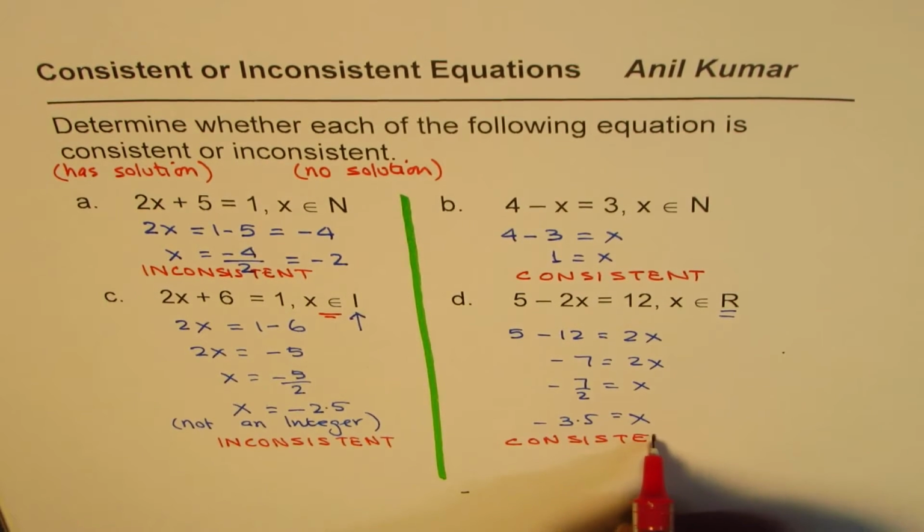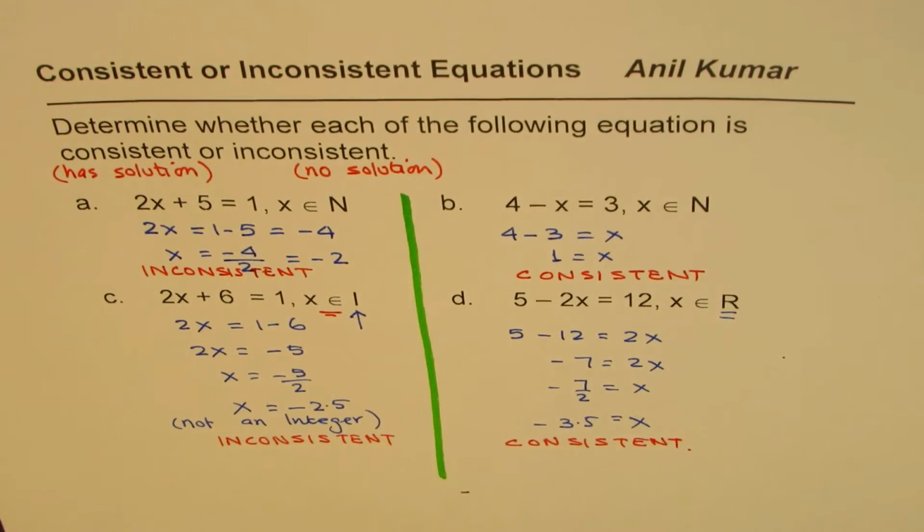So I hope with this you have understood the concept of consistent and inconsistent. Consistent means has a solution, inconsistent means no solution. Sometimes we also use two other words, which are dependent and independent. We'll talk about them in a different video when we're talking about solutions of linear systems. So when equations are concerned, we are more bothered about whether this equation has a solution or not. If the equation has a solution, it will be termed consistent, otherwise inconsistent.